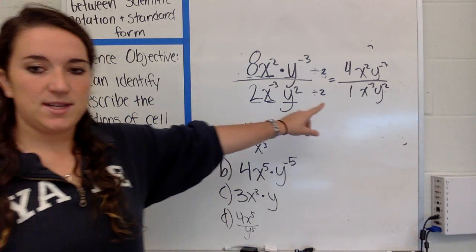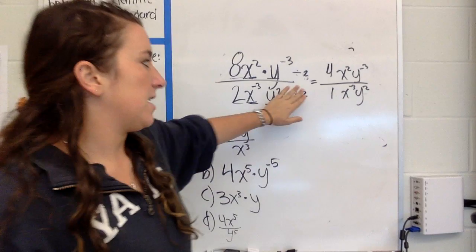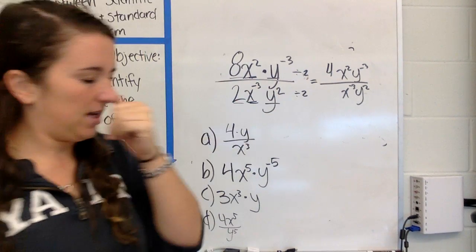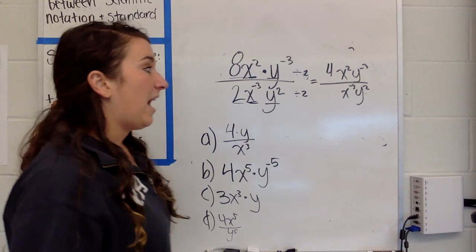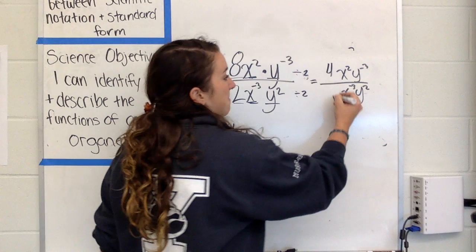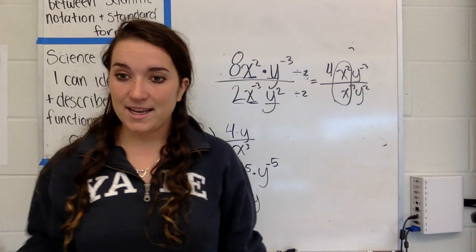So now I've simplified my numbers, or my coefficients, as much as possible. I can even get rid of this 1 because that's the same thing. 4 over 1 is just 4. All right, so now I need to simplify my x's. And I want to get all of my x's into that numerator.